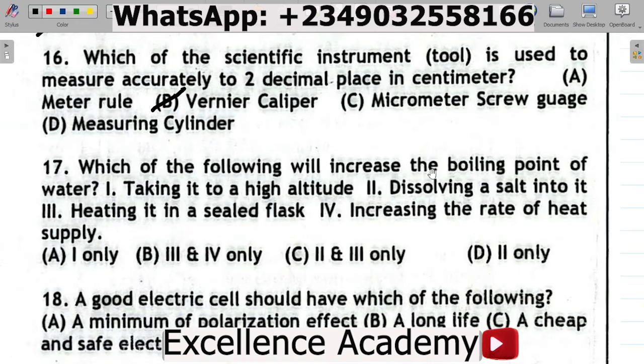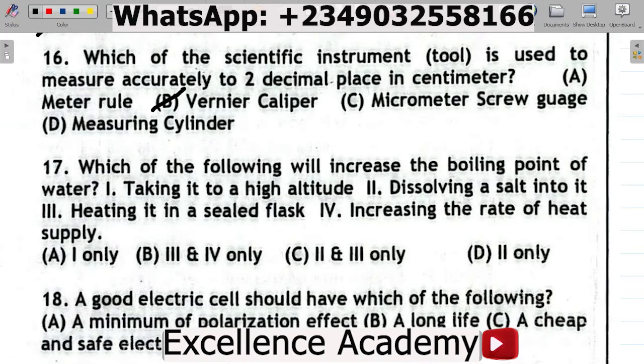Looking at the question, they're asking which of these from I to IV will increase the boiling point of water. Taking it to a higher altitude means taking water to a higher height. Irrespective of the height, the boiling point of water will still be 100 degrees Celsius, so this does not change anything. IV says increasing the rate of heat supply. That just means increasing the temperature, and increasing the temperature only means that the water will get to its boiling point faster.